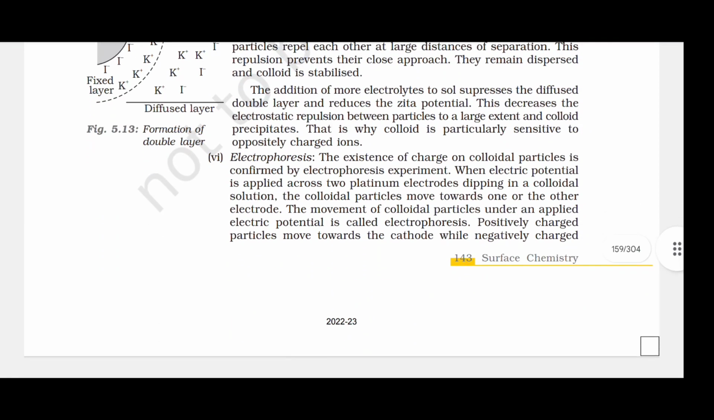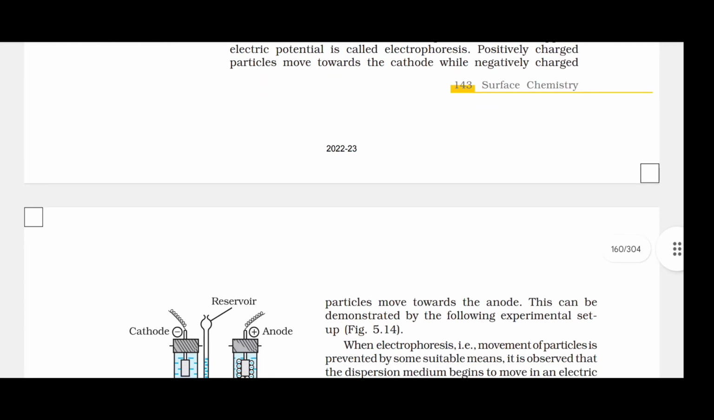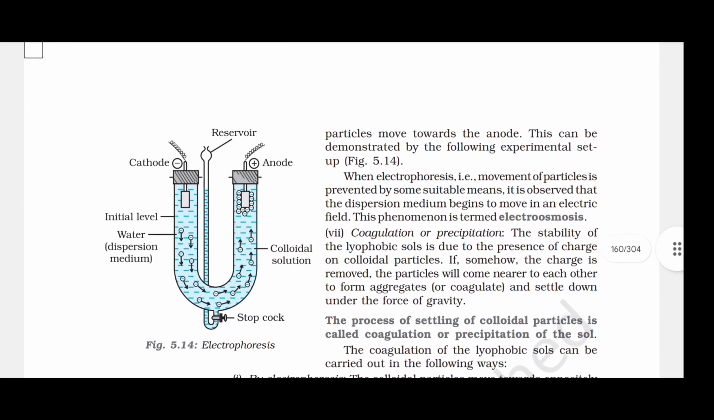Electrophoresis. The existence of charge on a colloidal particle is confirmed by an electrophoresis experiment. When electric potential is applied across two platinum electrodes dipping in a colloidal solution, the colloidal particles move towards one or the other electrode. The movement of colloidal particles under an applied electric potential is called electrophoresis. Positively charged particles move towards the cathode, while negatively charged particles move towards the anode. This can be demonstrated by the following experimental setup.